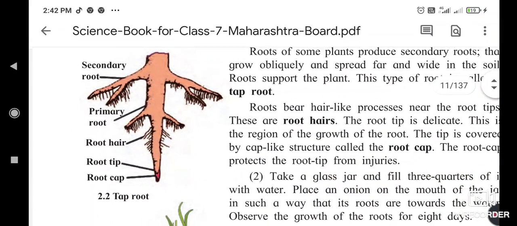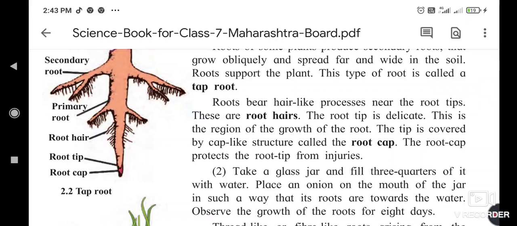Roots bear hair-like processes near the root tips. These are root hairs. The root tip is delicate. This is the region of growth of a root. The tip is covered by a cap-like structure called the root cap. The root cap protects the root tip from injuries.